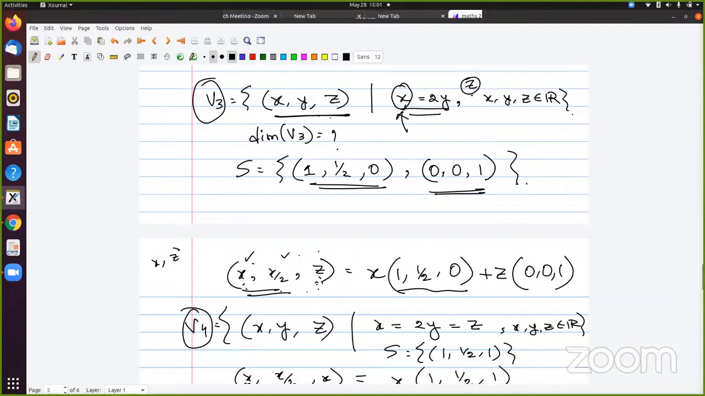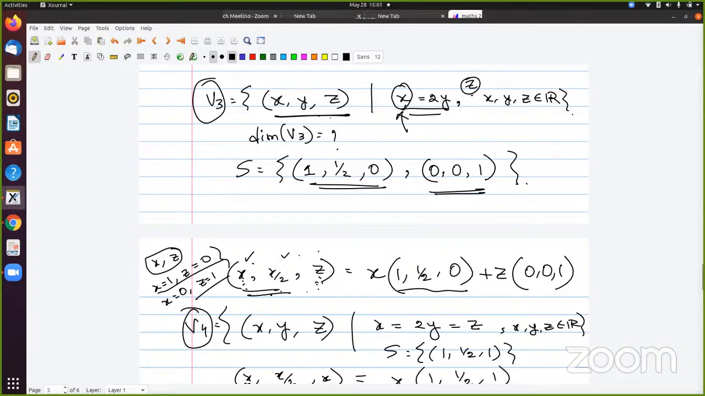Suppose here I am getting two independent variables, X and Z, because Y is dependent on X. First put this, you will get one vector. Secondly, put this, you will get the other vector. That is basically enough for spanning the whole set, and that will be a linearly independent set. Okay, clear? Thank you.